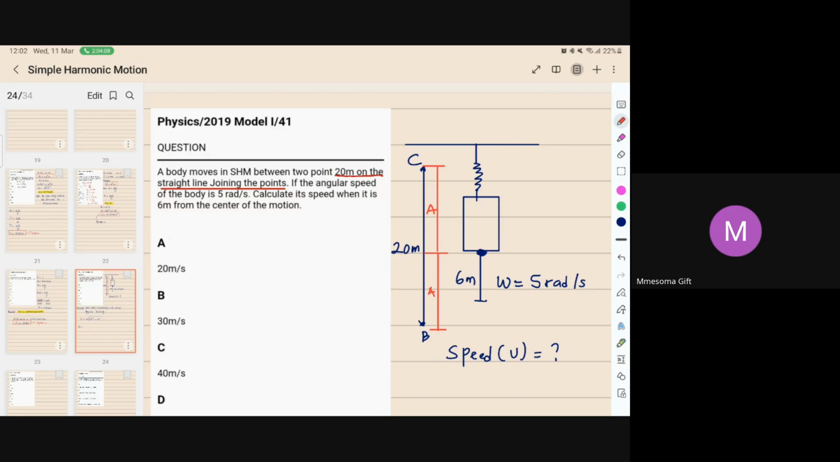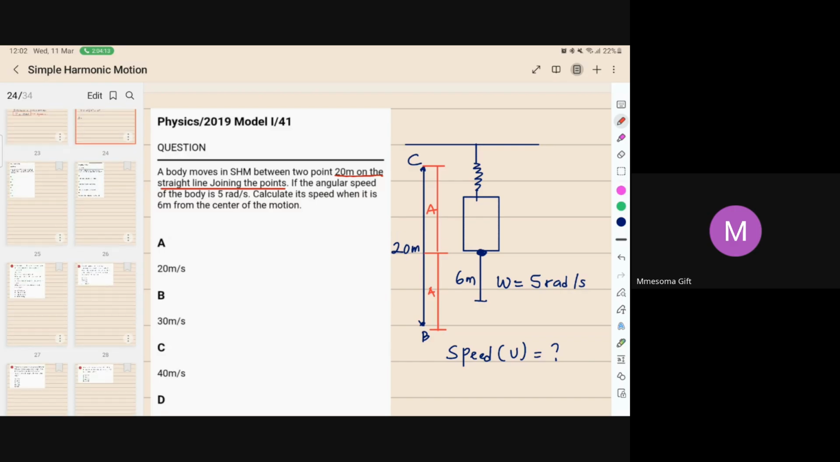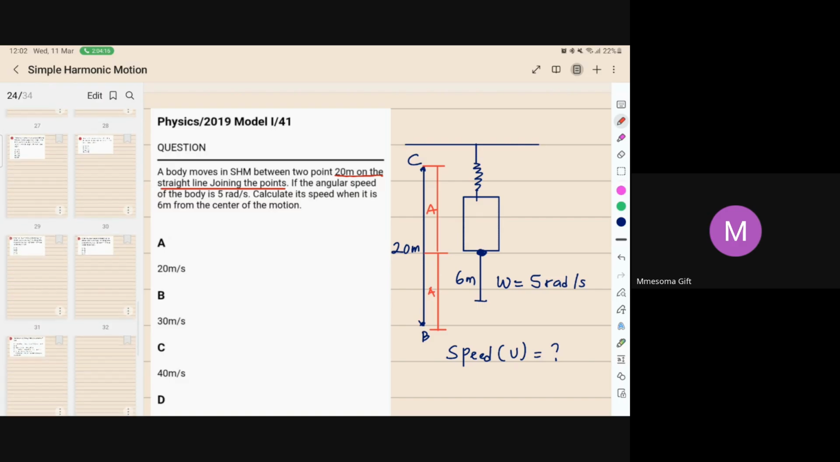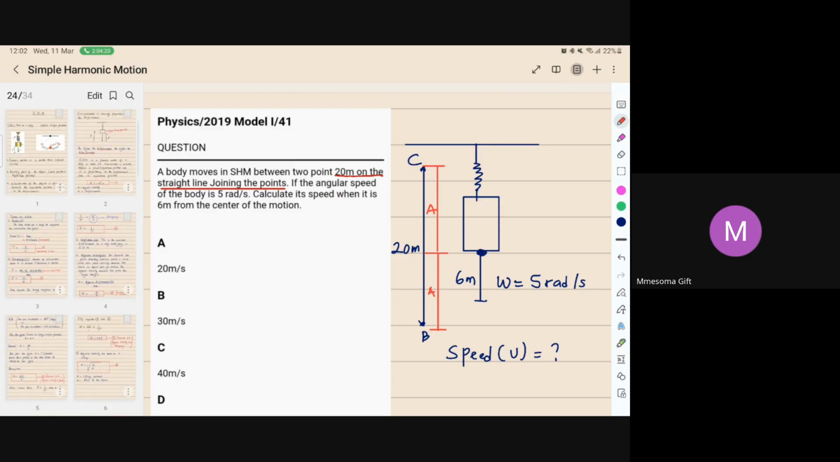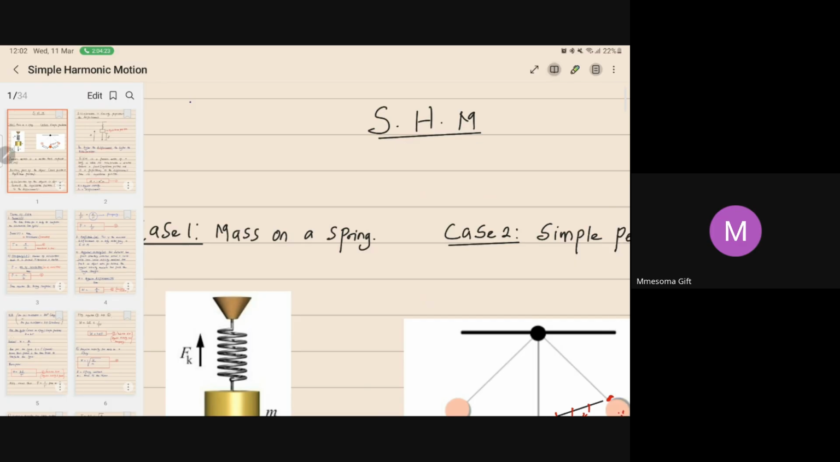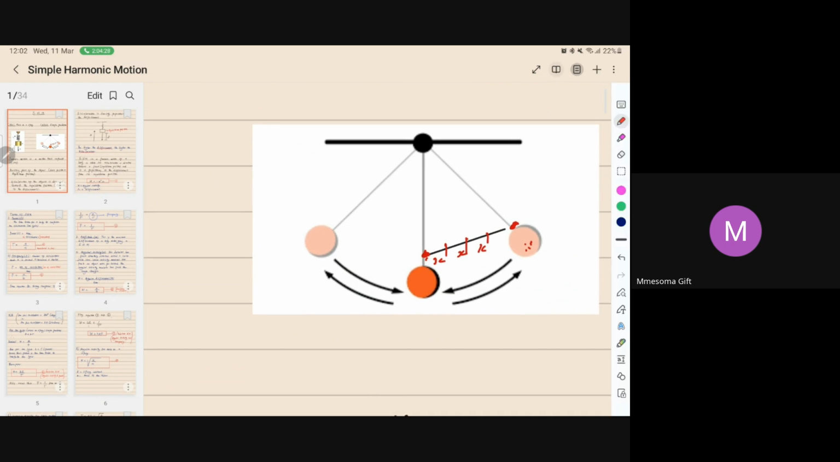If you understand what I say, can you give me a thumbs up? Okay. Let's say you don't understand. Okay, sorry. Look at what I'm saying. Remember that for this, let's use a simple pendulum. Remember that your maximum displacement is here. Distance from here to here is maximum displacement. This is your maximum displacement, right? Also, from here to here is also your maximum displacement, A.